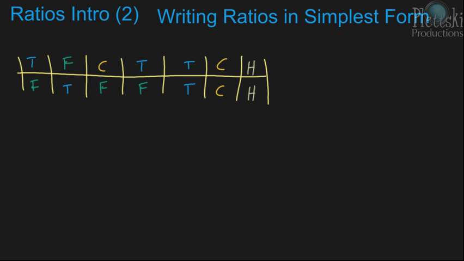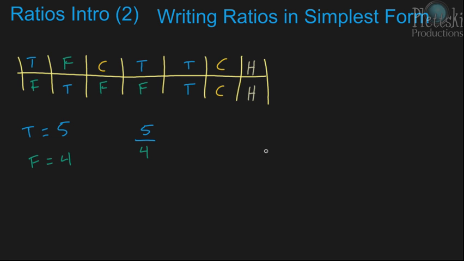Okay, now if I want to write a ratio in simplest form of Toyotas compared to Fords in this parking lot, well, how many Toyotas? I have 1, 2, 3, 4, 5 Toyotas, and then Fords I have 1, 2, 3, 4. Now if I want to compare Toyotas to Fords, a ratio of Toyotas to Fords would be 5 to 4, which is in simplest form.